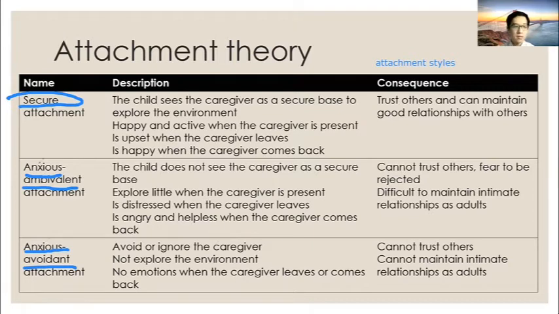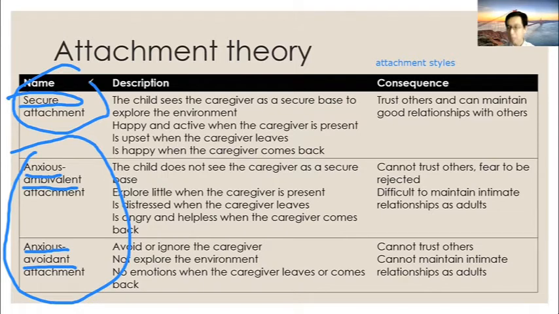So you can see that for these two kinds of attachment styles, anxious ambivalent or anxious avoidant, people cannot maintain good relationships or cannot have really good intimate relationships with other people. But for people with a secure attachment style, they are able to. So sometimes a person cannot build good relationships with us, not because of other reasons, not because other people are not good, or because the environment is not good, just because they did not build secure attachments when they were infants, before age two.